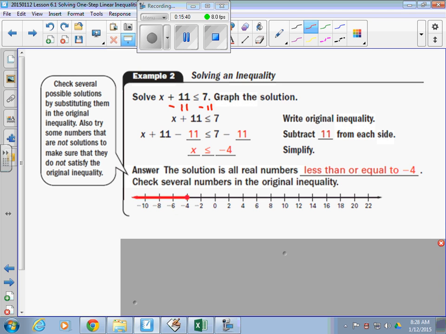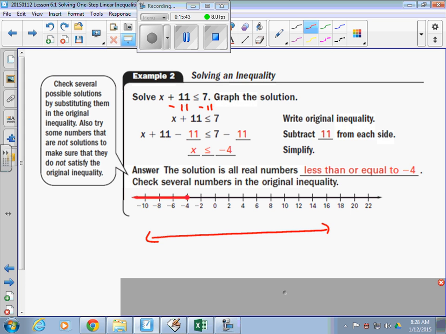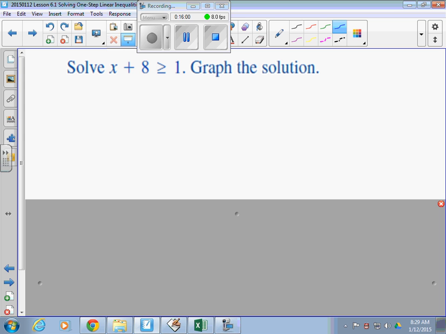So when you graph this, again, you don't need to do all of this. Just 0. -4 is to the left of 0. That's how you need to show the relation to that. Less than or equal to colors the bubble in. Less than means go everything that direction. Okay, take about 30 seconds, solve and graph this one. Real simple.